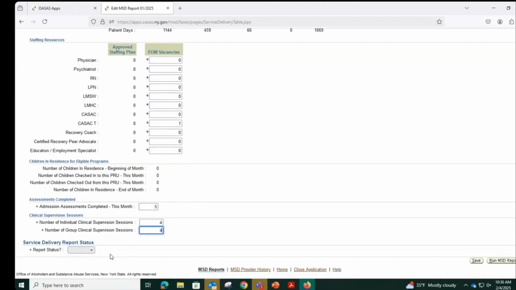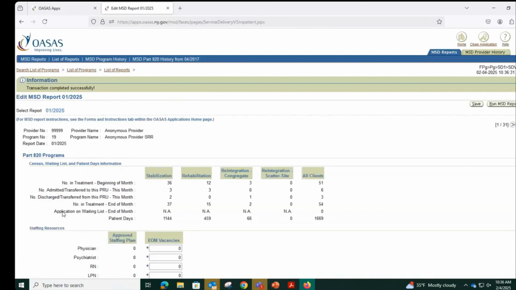And this program is not approved for vocational, so we do not see that data here. I pick the report status I would like, save, and I get the save message. I'm going to go back up to the questions.